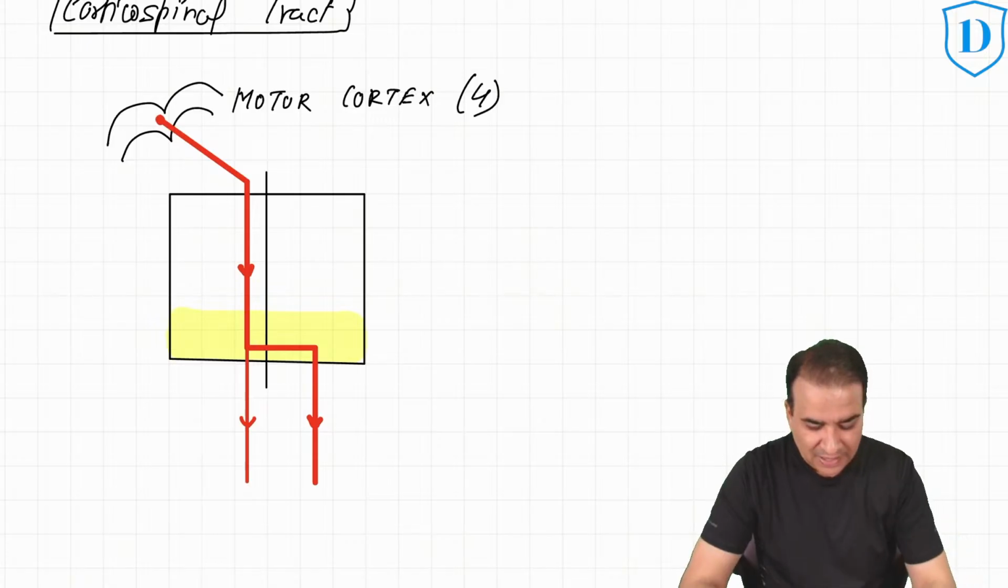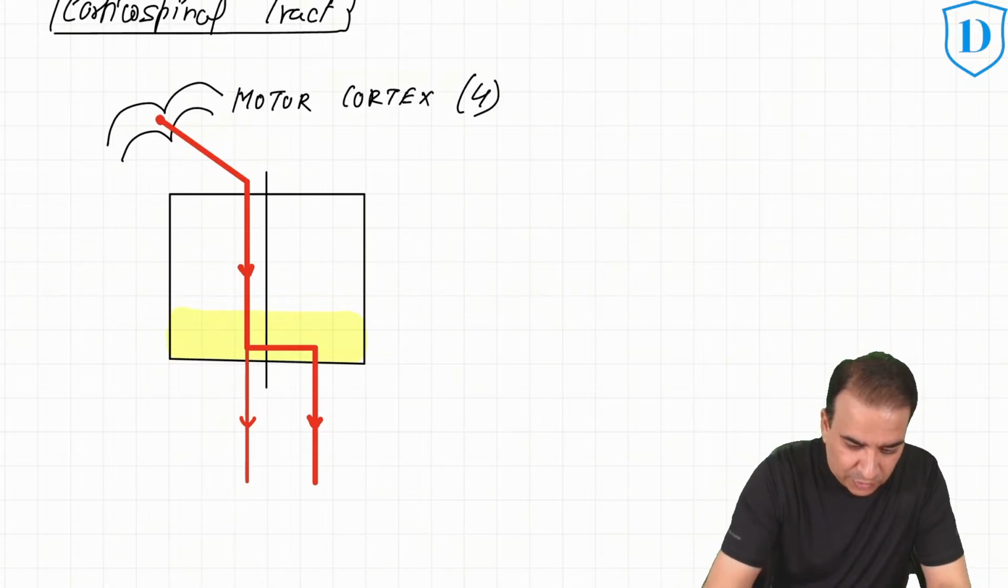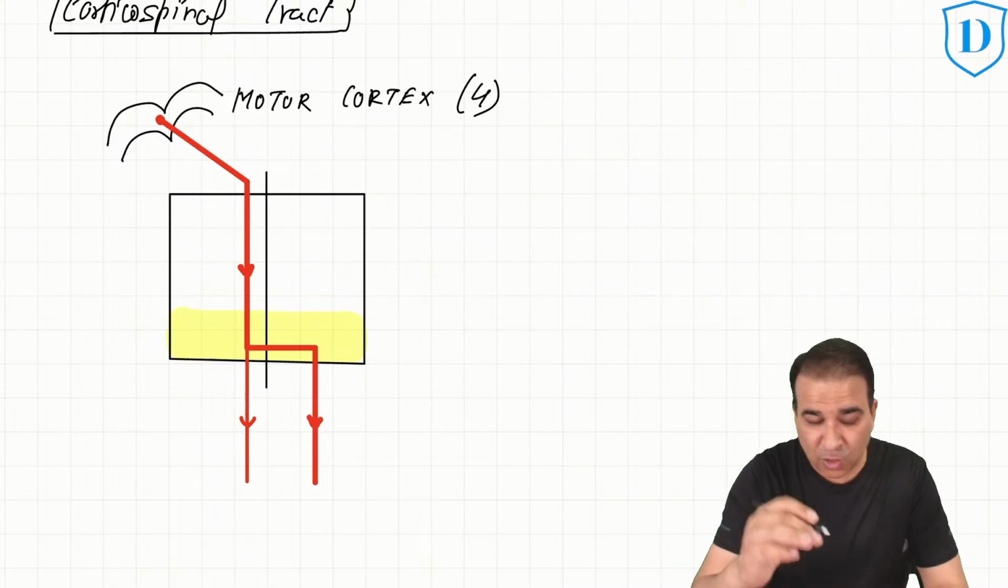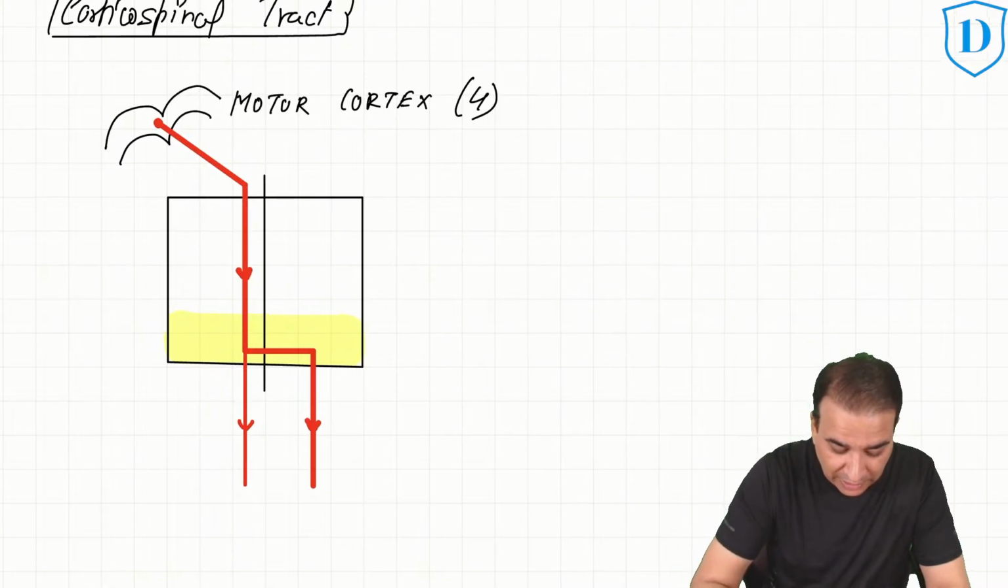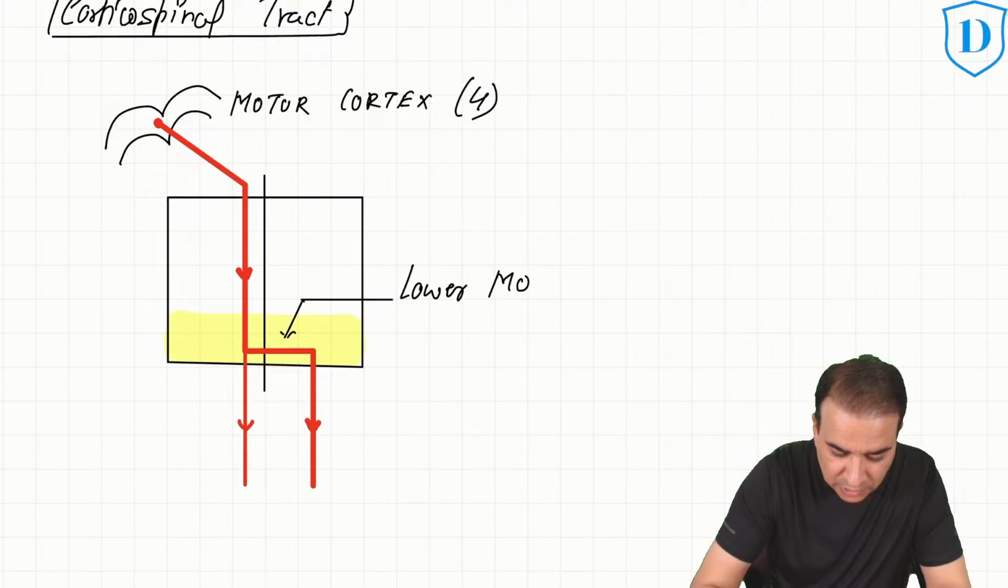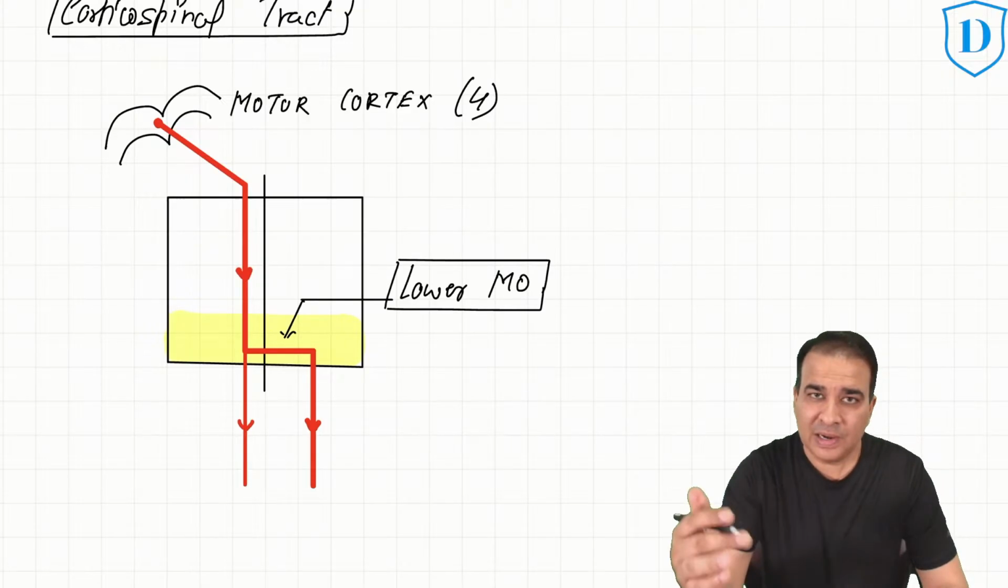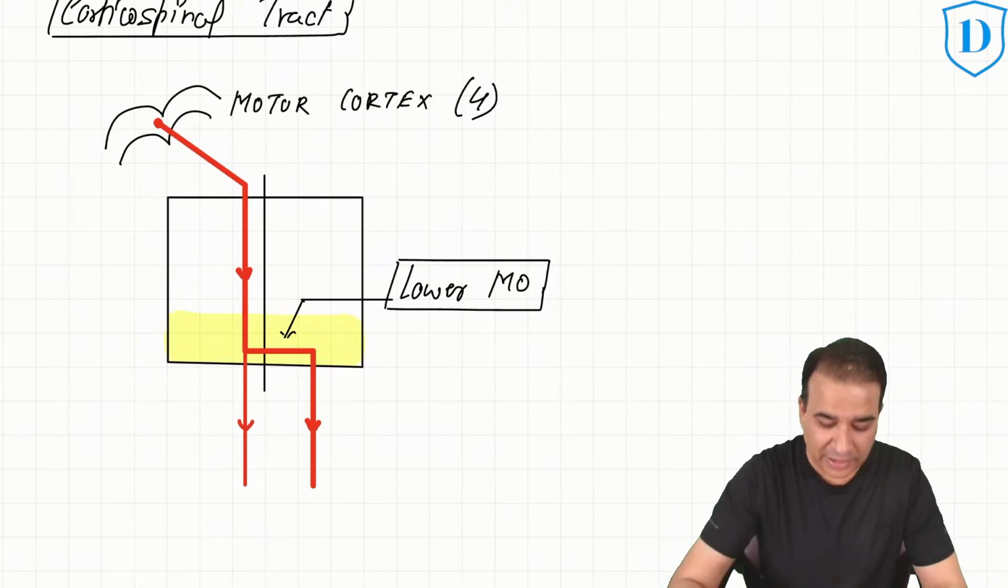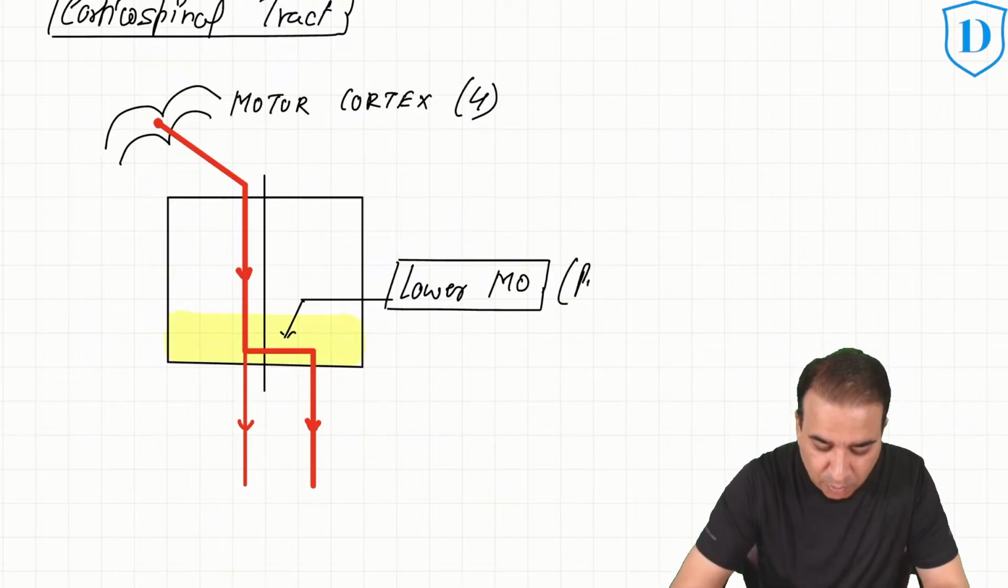Okay. So basically the question was asked on where the decussation takes place. The corticospinal tract will cross over, and the answer to that is in the lower medulla oblongata. It is the lower part of the medulla oblongata where the pyramidal decussation happens. You can even call it a motor decussation. You can call it a pyramidal or motor decussation.